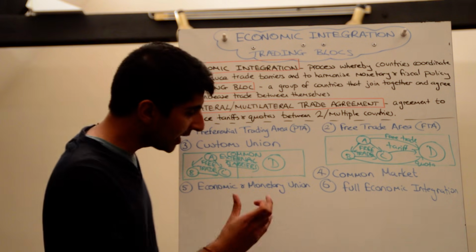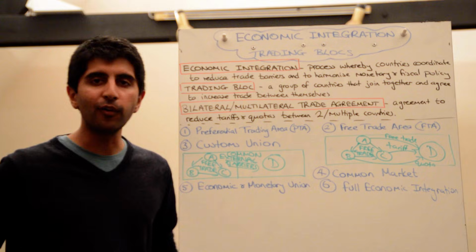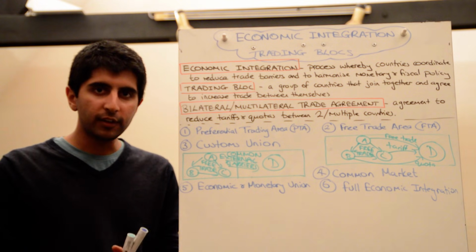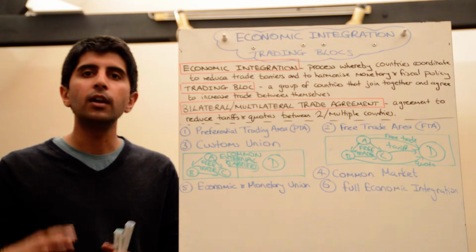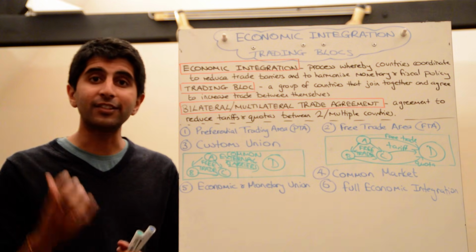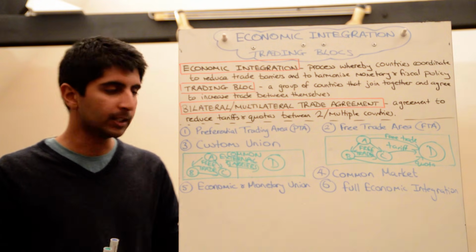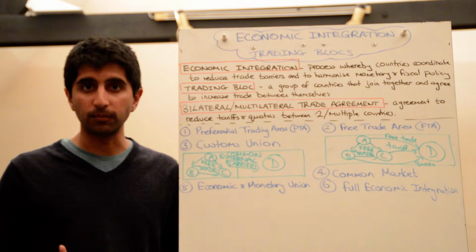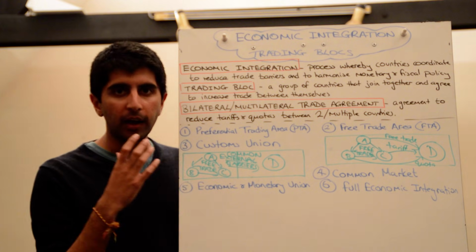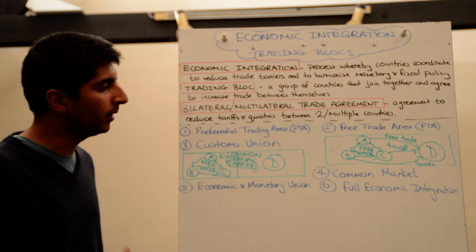The next stage is of economic and monetary union. So this again has got everything that comes before, but now countries within this union decide to adopt the same currency, decide to adopt the same central bank, and therefore adopt the same monetary policy. So a good example of this is the Eurozone. Very good example of a trading bloc, which is a monetary union.